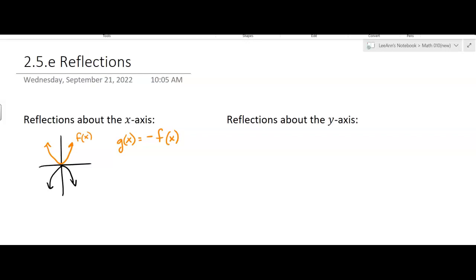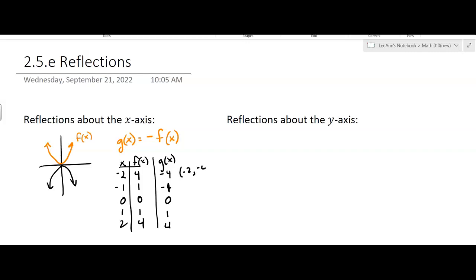So you're taking your table of values, if you had x, f of x, think about that table of values for the parabola. You have 4, 1, 0, 1, 4. That's the orange graph. That's f of x. But then if you do g of x, you're just taking the opposite of all those outputs. So you have the points -2, -4, and then -1, -1. It's just flipping it upside down. Okay, so you can think about that more if you want to, but you can use a table of values to do that as well, if they give you the equation.